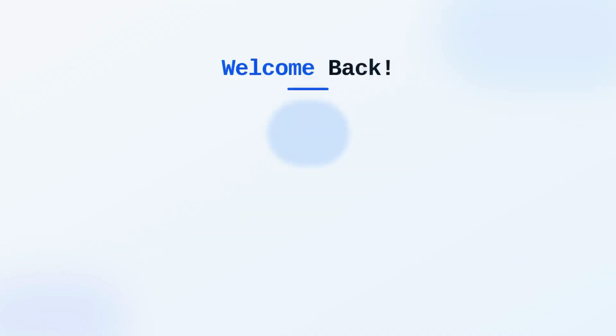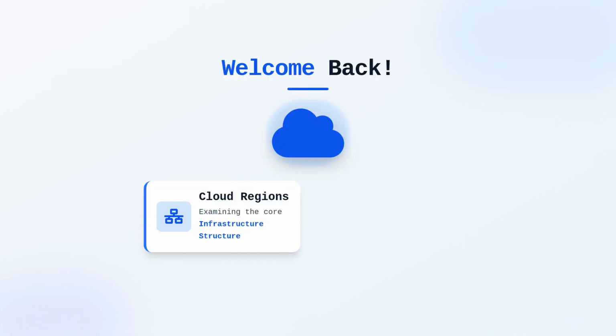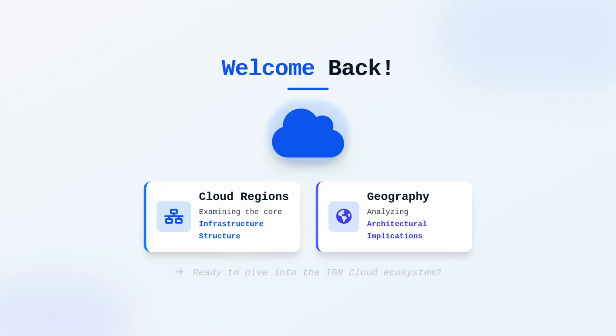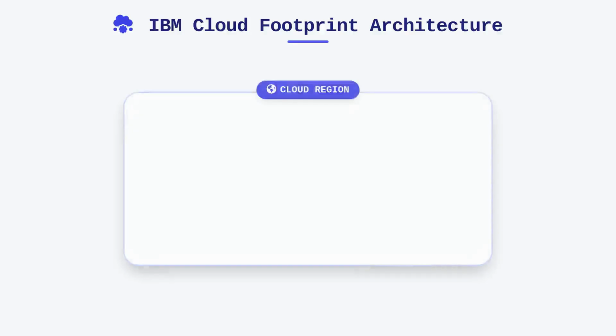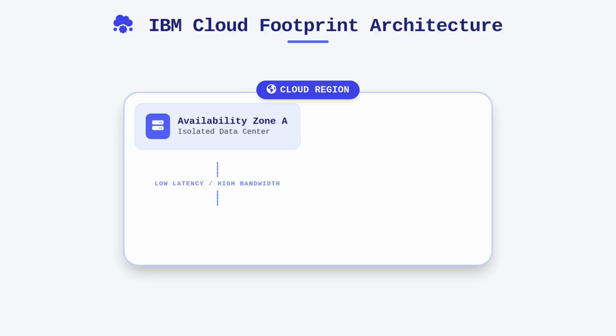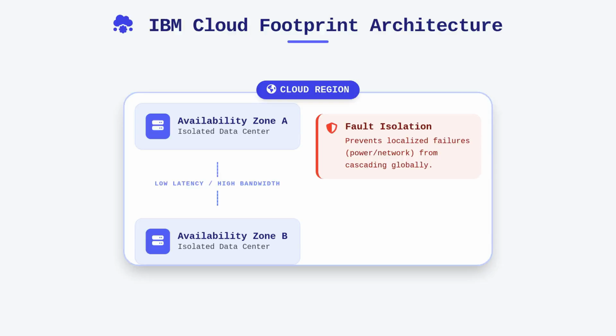Hello, welcome back. In this lesson, we will examine the structure of IBM Cloud regions and the geographic implications for your architecture. To understand the IBM Cloud footprint, we must first define what a region represents in a cloud architecture. A region is a geographically distinct territory that serves as the foundation for your deployment. Within these boundaries, IBM hosts one or more availability zones, which are physically isolated data centers. These zones are connected by high bandwidth, low latency networking, ensuring that communication between them is fast enough to support distributed systems. The primary reason for this architectural choice is fault isolation.